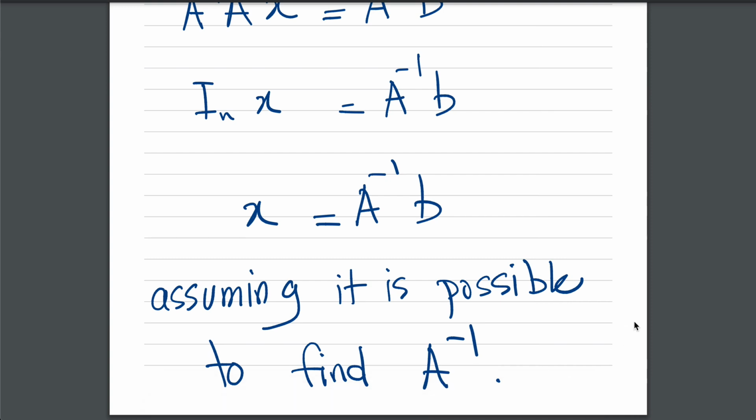And what are those conditions? Before we get into it, let me just say a few words about finding A inverse. When A inverse exists, then there are many algorithms for finding it. And typically, calculating the inverse of a big matrix tends to be a very computationally expensive operation.